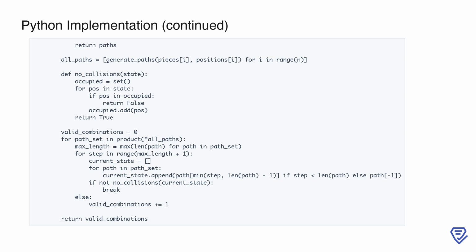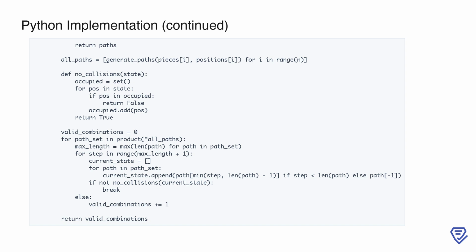Next, we define another helper function, no_collisions, which ensures that no 2 pieces occupy the same square at the same time. It does this by checking if any position in the current state is repeated. If a collision occurs, the function returns false, otherwise, it returns true.